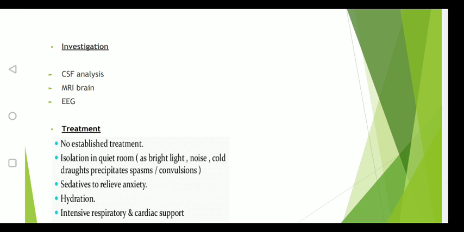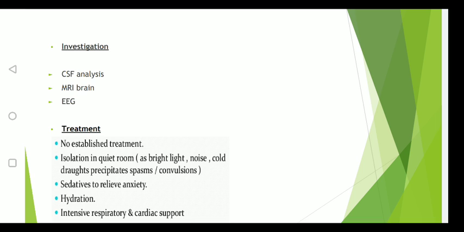Then we'll see the investigations. Cerebrospinal fluid analysis will be done, because the person has encephalitic conditions. Then MRI of the brain, because the person has encephalitis and paralytic conditions, and the neuromuscular junctions will be affected. We will see where it is mostly affected with the help of the MRI brain report. Then EEG, to see the function of the brain, whether it is in good condition or not. Next one is treatment.